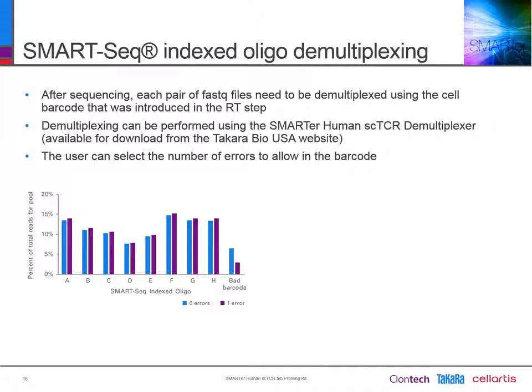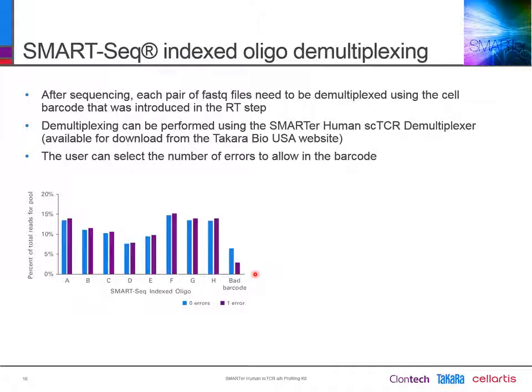And using this software, you can select how many errors you'd like to allow in the barcode when performing the demultiplexing. So here I did an experiment where I took the same data set and demultiplexed, allowing for 0 errors or 1 error in the barcode. As you can see, when 1 error is allowed, you get slightly more reads mapping to each of the barcodes, and that increases evenly across all the barcodes, showing that there's no bias. And you get fewer reads mapping to the bad barcode, which is the unassigned reads. So you can use either 0 or 1 errors, and the percentage of reads that are unassigned is reduced accordingly.